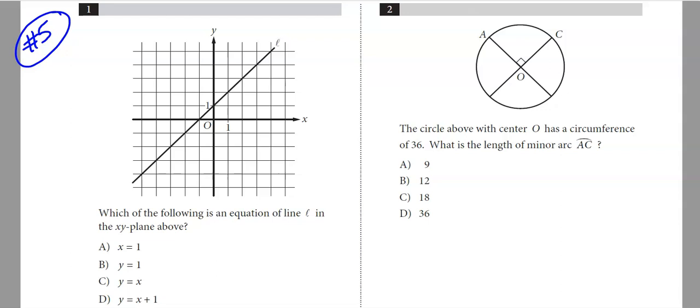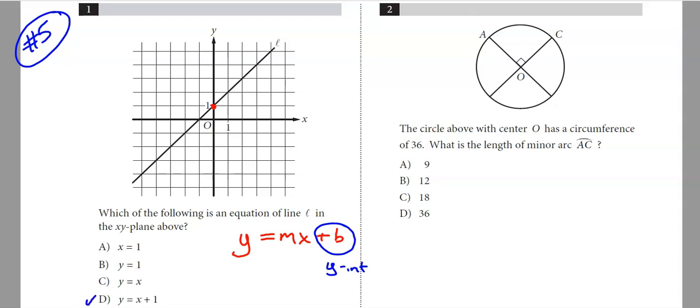So number 1, which of the following is an equation of a line in the XY plane above? Couple key features. First thing I notice is the y-intercept, where it crosses the y-axis. Crosses at +1. So in general, your line should have a form of y equals mx plus b. And this b, this back number here, represents the y-intercept. So looking at my choices right now, it pretty much is going to be D.